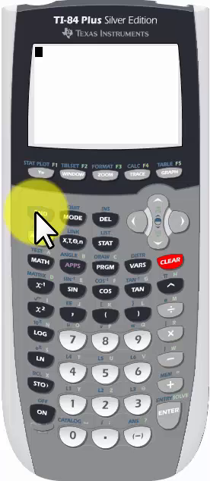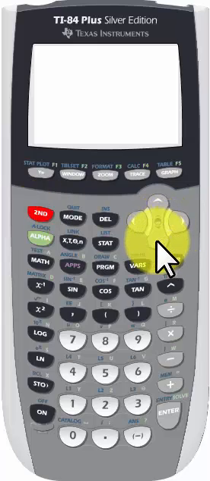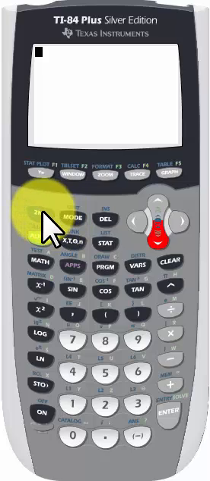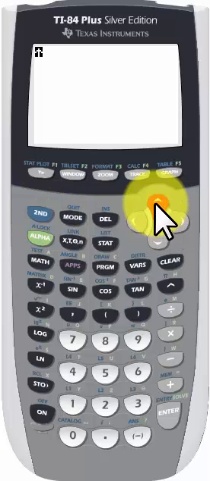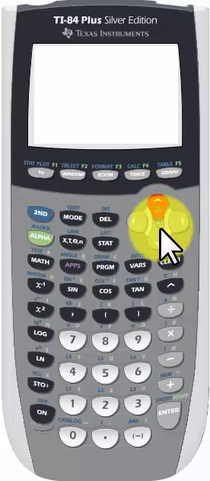So if I want to lighten the screen, I hit second, and then I hold the down arrow. And you'll see the numbers up at the top get smaller. That means that my screen is lightening. If I want to darken it, I hit second, and then I hold the up arrow. And my numbers will start getting bigger, and the higher it goes, the darker it gets. So before you run and think that your calculator is out of batteries, try lightening or darkening the screen first.